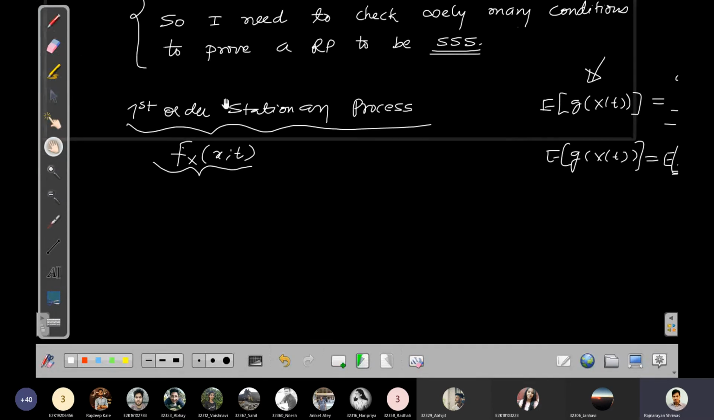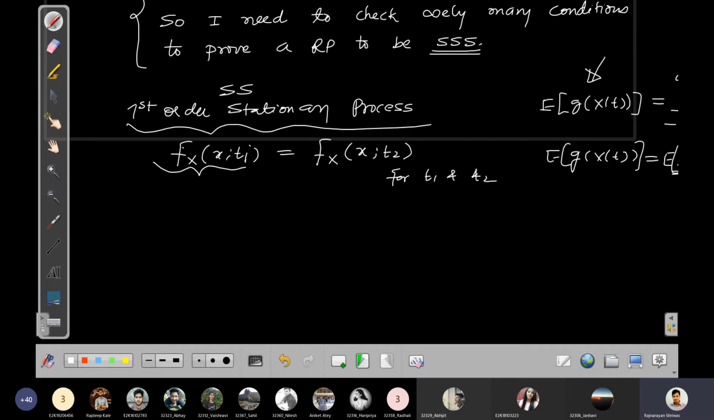So we are saying that no matter where you look at this, let me choose this as t1, and this as exactly t2. So if you check at t1, you get a PDF, and if you check at t2, you get a PDF. If they are equal, then you can say the first order stationarity process is going to be there. The process is what? First order strict sense stationary, you can say. So this is for all t1 and t2.